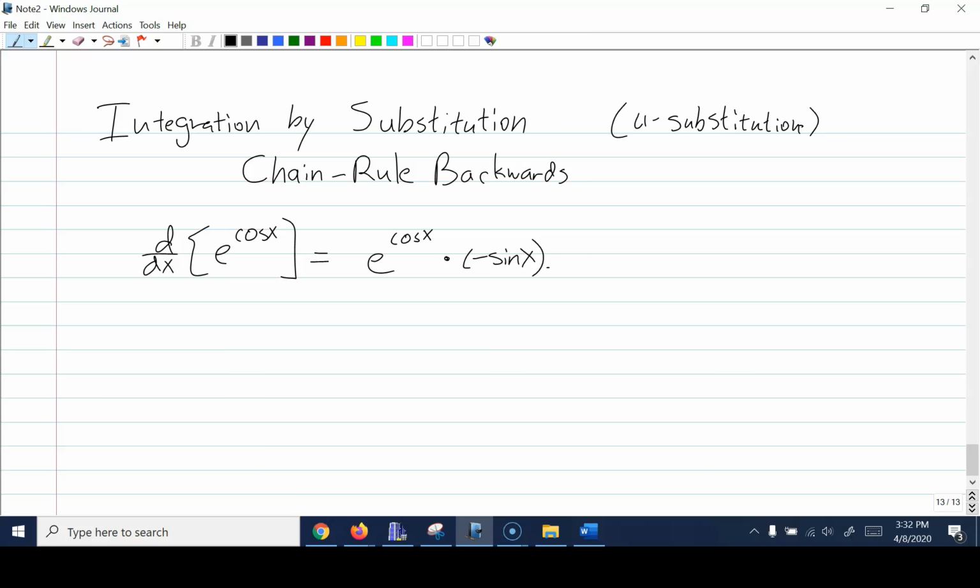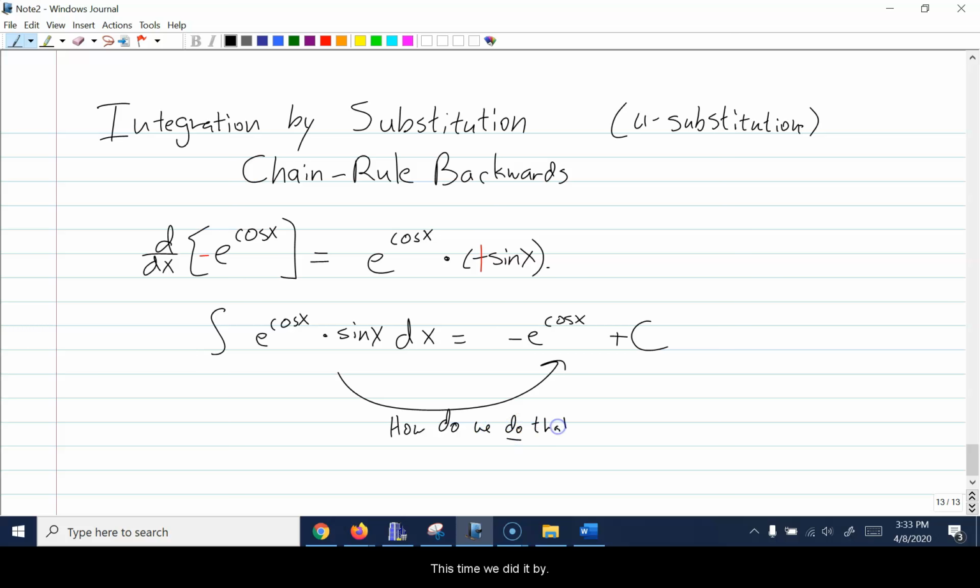Well, that tells me, let's see, if I move the negative to the other side to make it more natural, that I know the integral of e to the cosine x times sine x. Because I know it's the derivative of this, the answer must be negative e to the cosine x plus a constant. How do we do that? This time we did it by just happening to start with the answer and take the derivative.